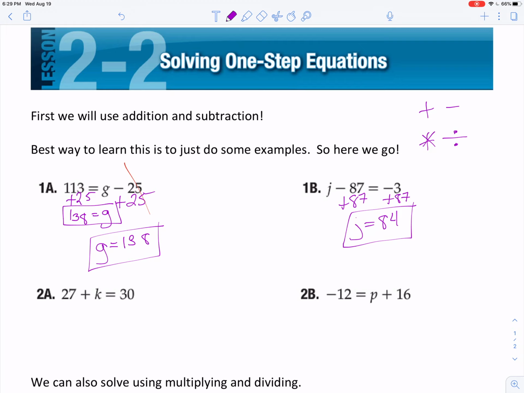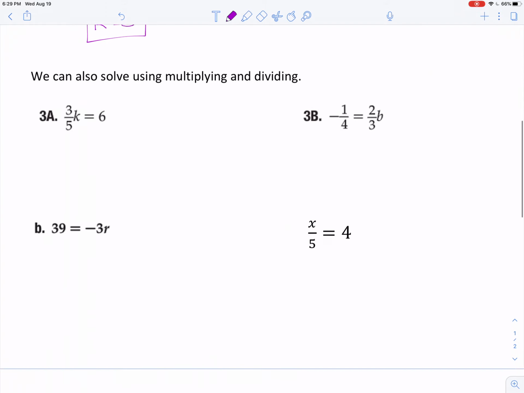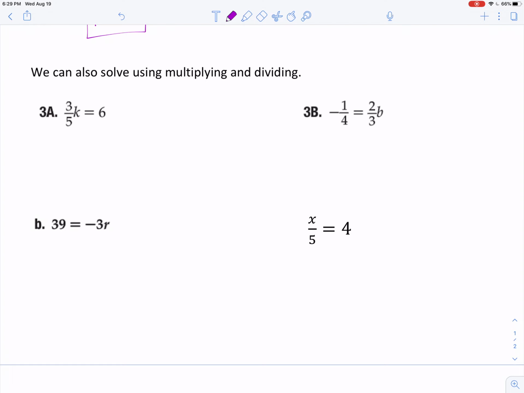Okay, one more from this section, 2a. Since 27 is positive, I believe I can get rid of it by subtracting. But whatever you do to one side, you have to do to the other. And so k equals 3. Now all of these ones did addition, subtraction. Let's check out a multiplication or division one.